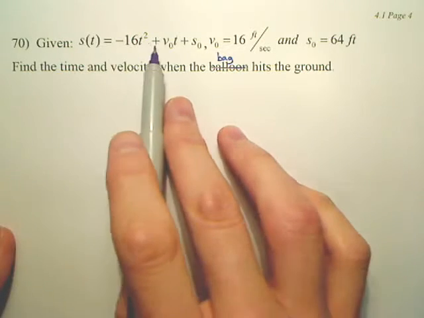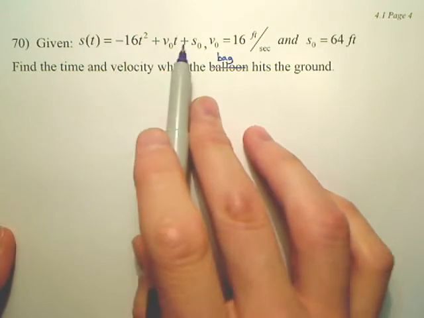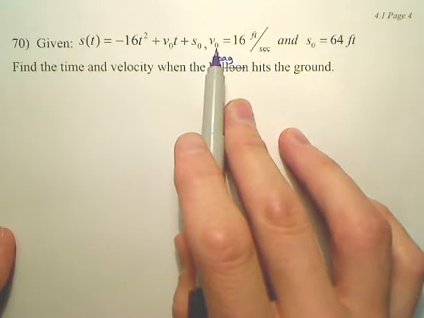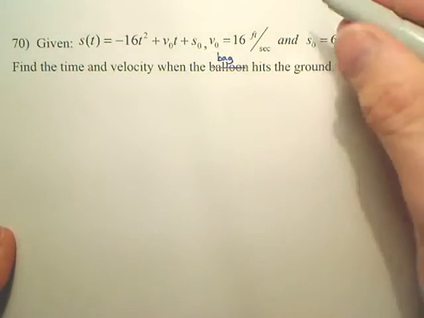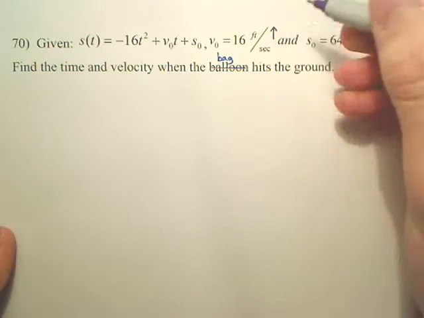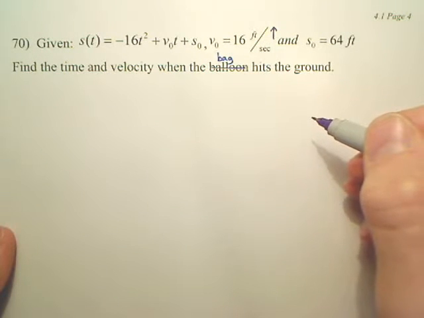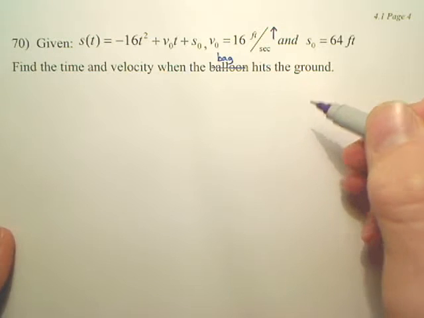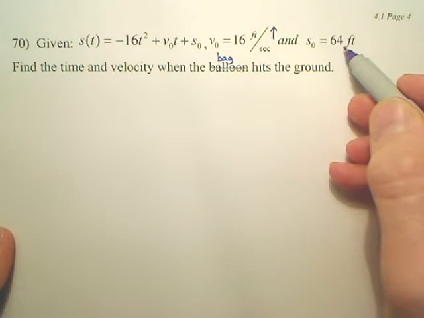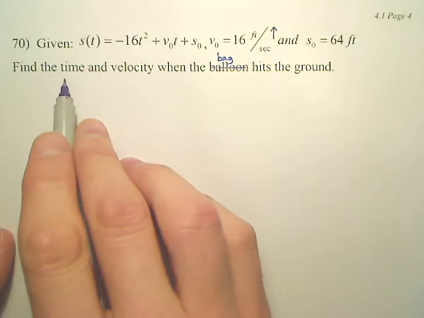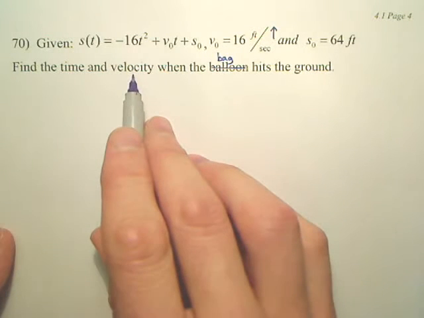Again, you're given this formula, the position formula. There's a balloon going up at 16 feet per second, so this is actually going up. Whenever you have positive, it's up, negative's down. It's released, going upward, and the initial height of the balloon when it's dropped is 64 feet. It wants to know how long until it hits the ground and at what velocity it is.